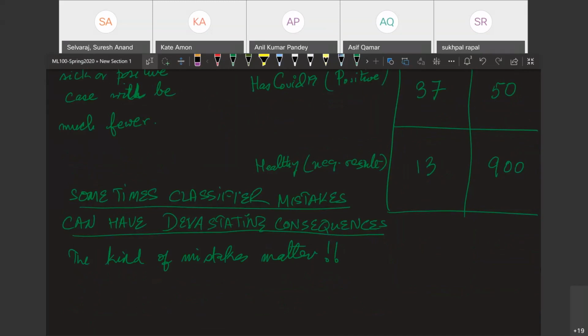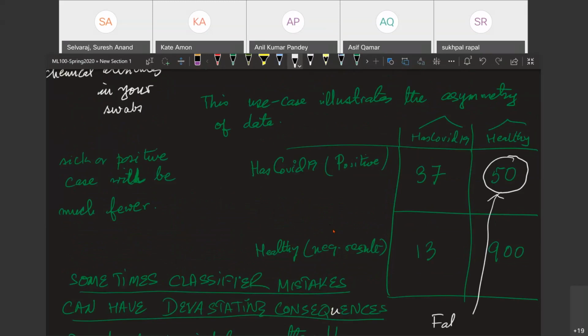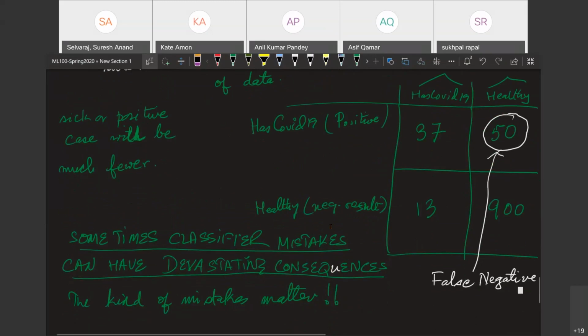So let's think a little bit about what I mean here. The kind of mistakes matter. This mistake, I will highlight this: we have identified positive people as healthy. I'll call it false negative, because the person was sick and we did not identify the person as sick. Does the word false negative make sense to all of you? Yes. So it is false negative. And this, you would agree, is the opposite situation. It is the false positive.